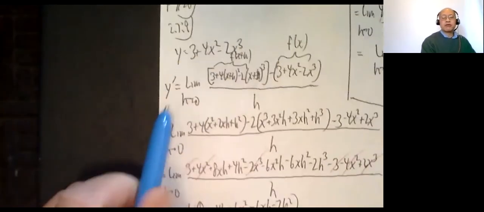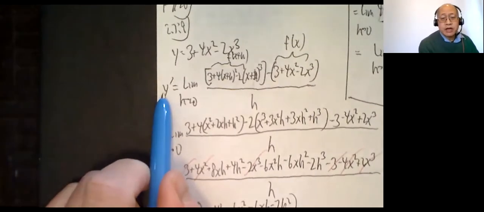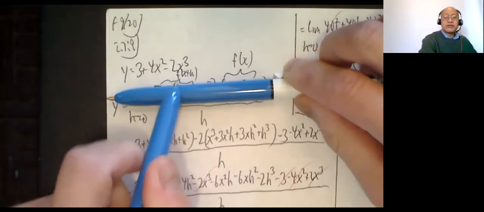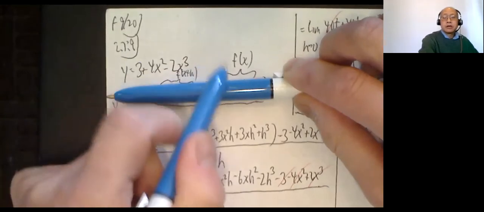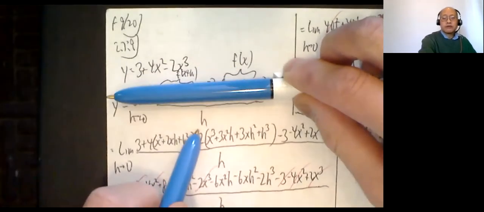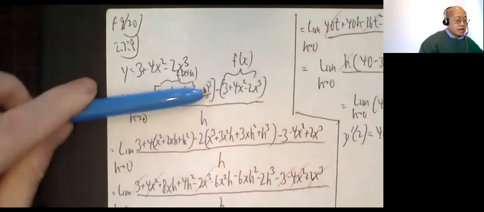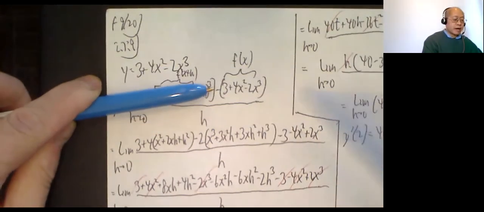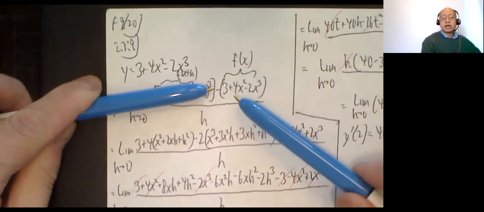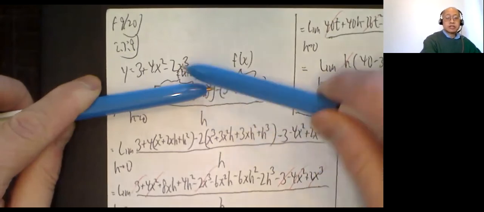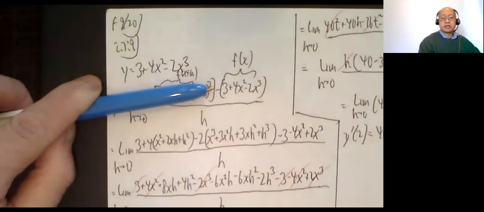So f prime of x or y prime. So y prime means derivative. F prime of x, y prime also means derivative. Limit h approaches 0. So it's f of x plus h minus f of x all over h. Okay. The easy part is always divided by h. In my opinion, the f of x is not so bad either because all you do is copy the original and put it in parentheses. So 3 plus 4x squared minus 2x cubed is the same as the original in parentheses.